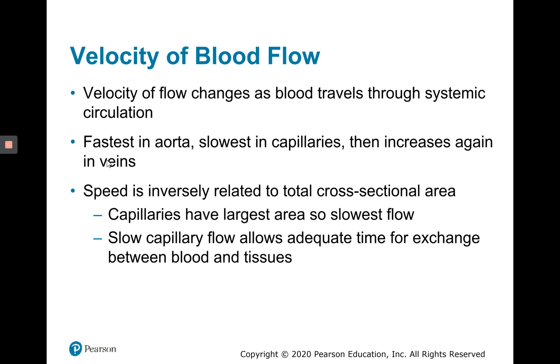All right, next we're going to be looking at the velocity of flow, and the velocity of blood flow definitely changes as blood travels through systemic circulation, which we've acknowledged a little bit at this point. We know that blood pressure is going to be the highest at the aorta, and it's going to drop off over time throughout the systemic circuit and be the lowest in the veins. So make sure to watch that next.